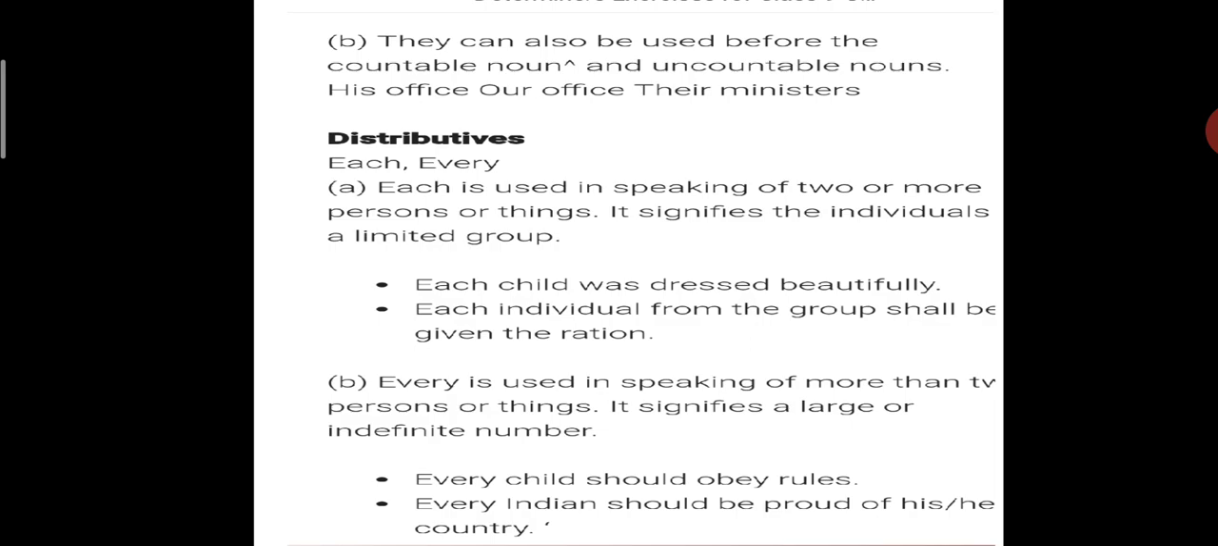Each and every. When we use each and every, each is used in speaking of two or more persons or things. That is, when two or more persons or things are there, we use each. Each signifies the individuals of a limited group. Each child was dressed beautifully. Each individual from the group shall be given the ration.